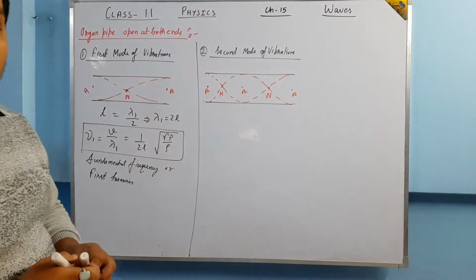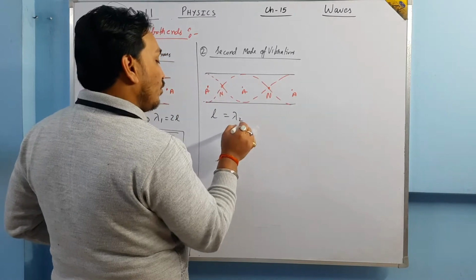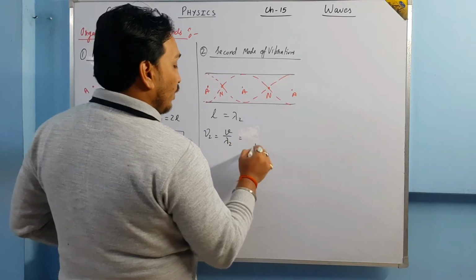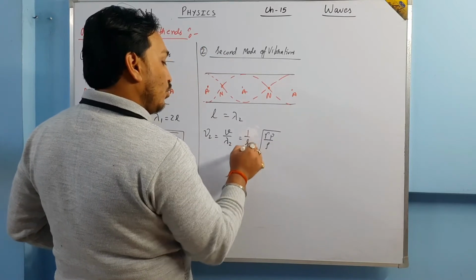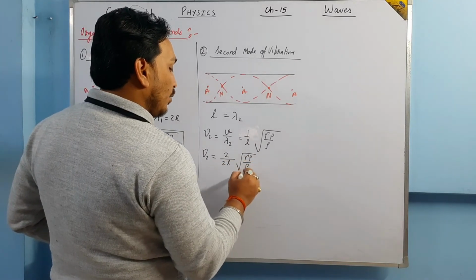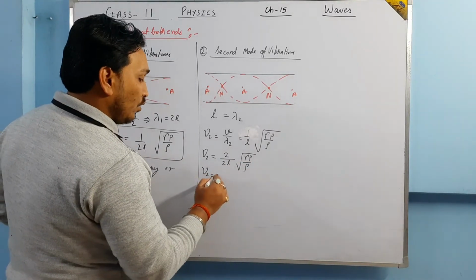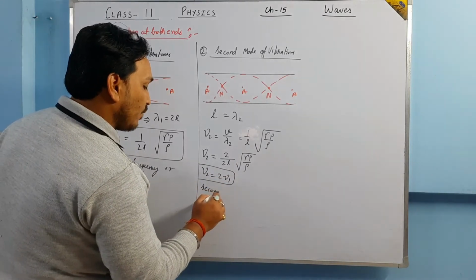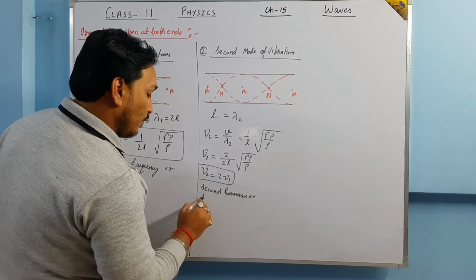Lambda. So the length of the organ pipe L is equal to lambda 2 only. The frequency is given by V upon lambda 2, where V is under root gamma p by rho and lambda 2 is L. Multiplying 2 in the numerator and denominator, we get 2 upon 2L under root gamma p by rho. Now 1 upon 2L under root gamma p by rho was nu 1, so nu 2 is equal to 2 times nu 1. This is called the second harmonic or first overtone.